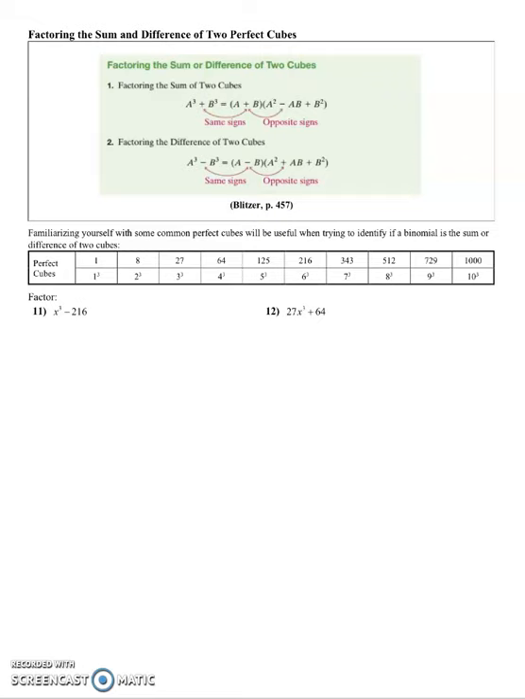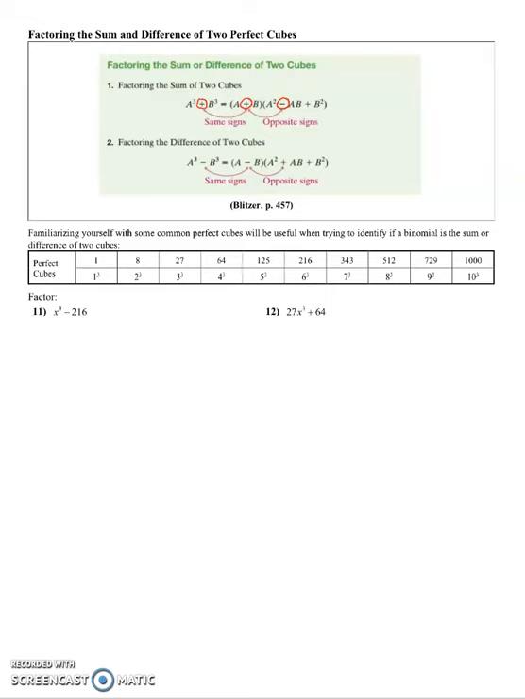So a perfect cube is like a perfect square, except instead of the things being squared, they're cubed, so raised to the third power. So if we have a cubed plus b cubed, that factors into a plus b. Notice we have the same signs here, plus and plus. And then after the a plus b, we have a squared minus ab plus b squared. And that is the opposite sign before the second term in that factor.